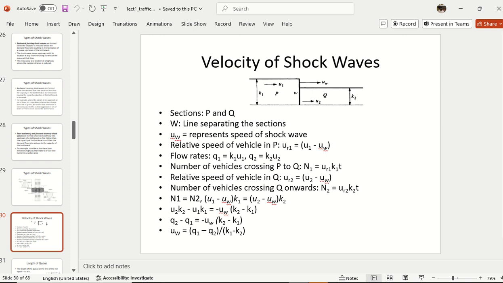Okay, so n1 equals relative speed of the shock wave multiplied by density, so it becomes flow multiplied by time, it becomes a number. Same thing for n2, the number of vehicles which are moving forward from here. And then you make n1 equal to n2. When you make them equal, you get this equation. Relative speed equals this. So this is the relative speed in section 1, this is the relative speed in section 2. And then you simplify it, uw on one side, everything else on the other side.